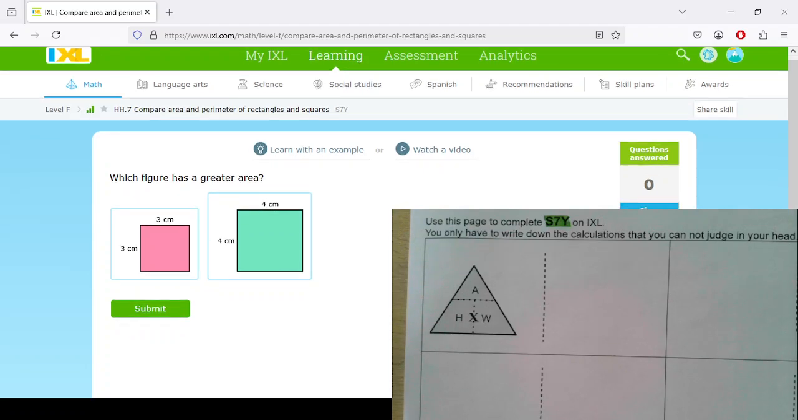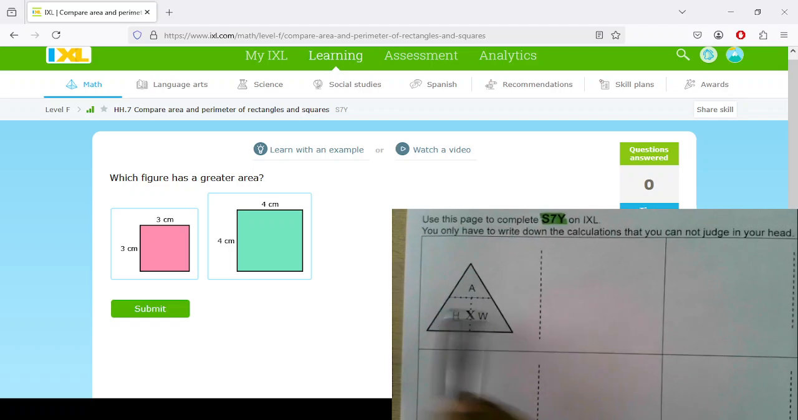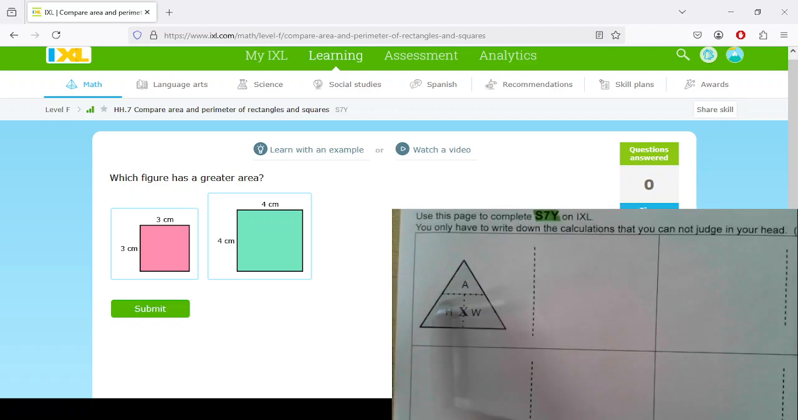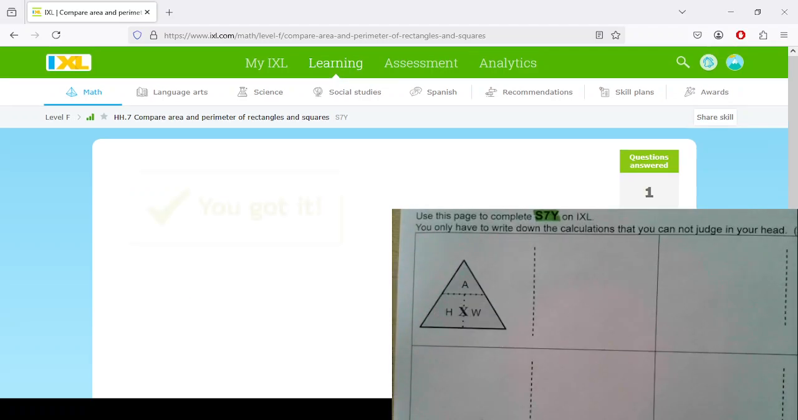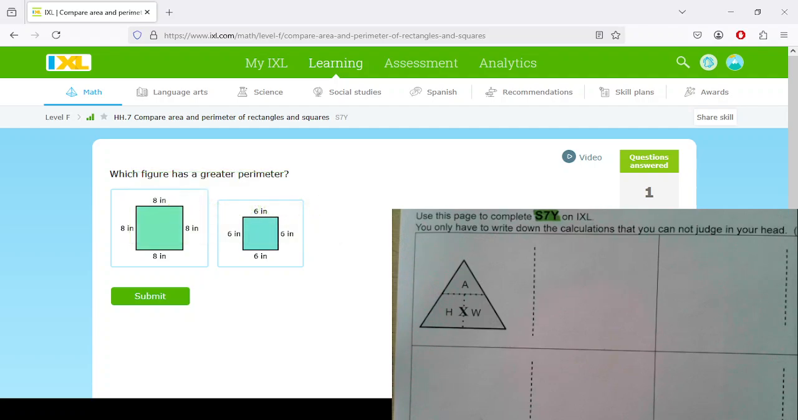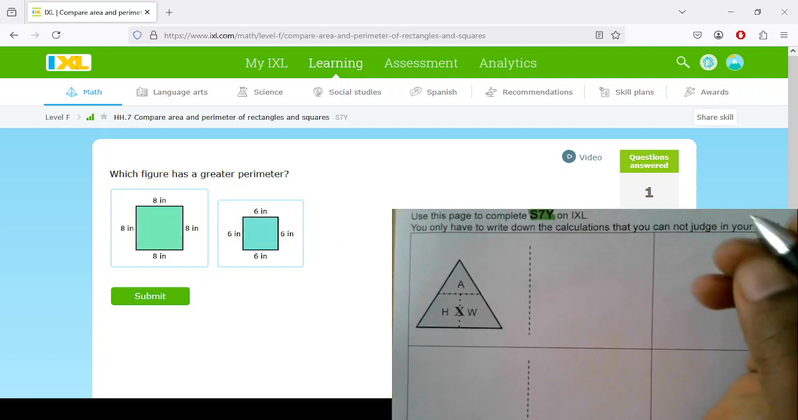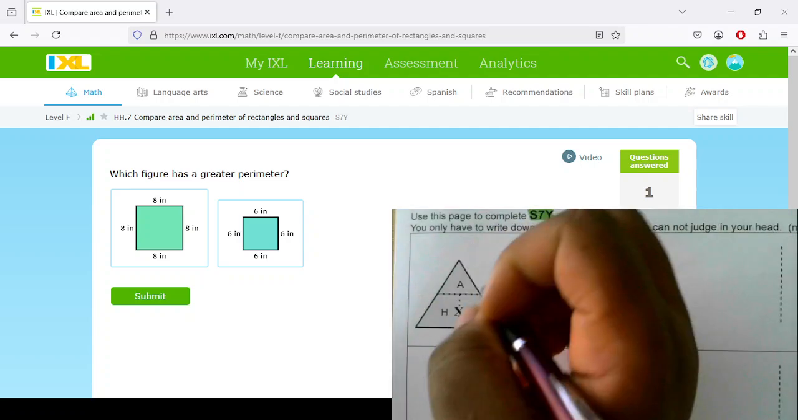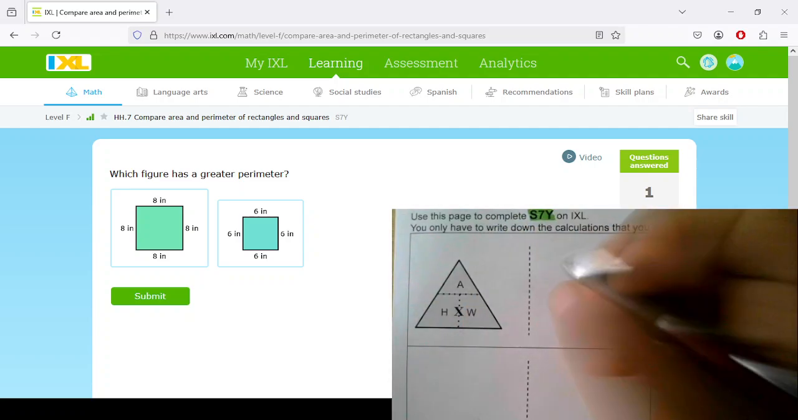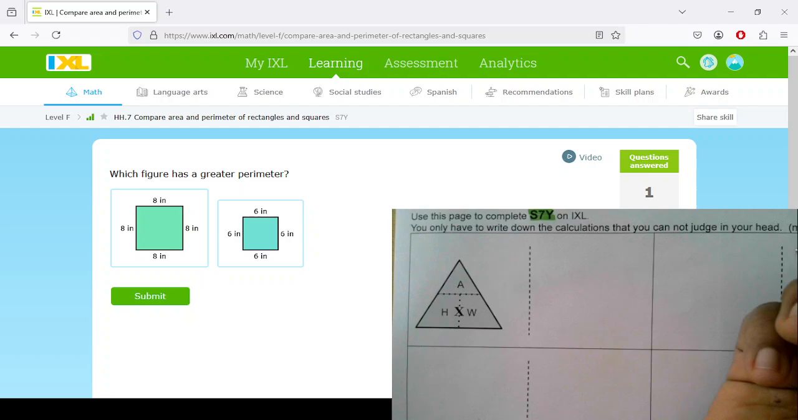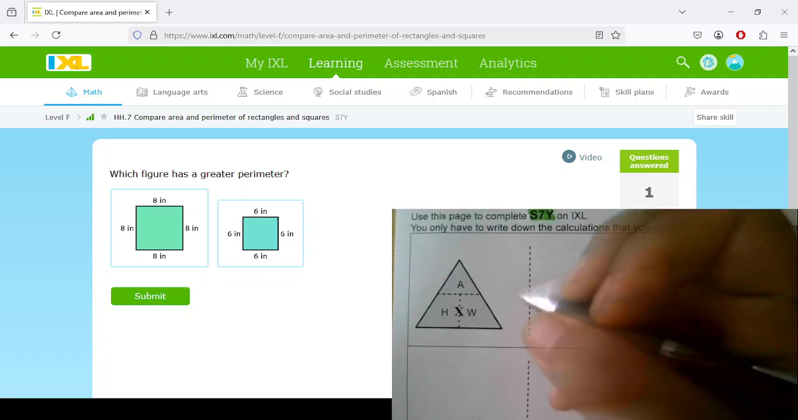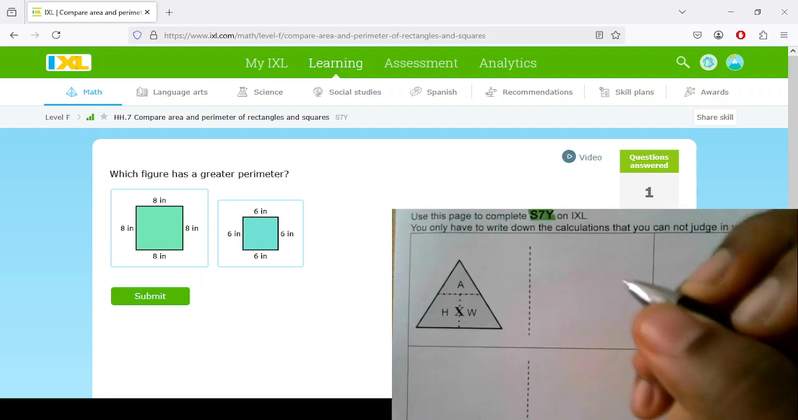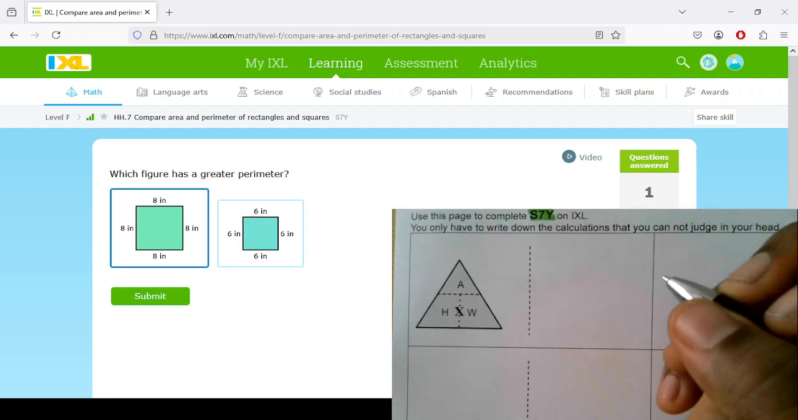Which figure has the greater area? Area is equal to height times width. 3 times 3 is 9. 9 versus 16. Here it says, which figure has a greater perimeter? Perimeter, so these are squares. So 8, 8, 8, 8, 8, 16, 24, 32. 32 versus 24.